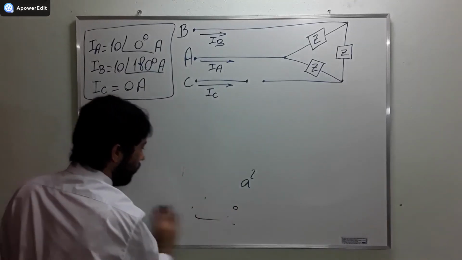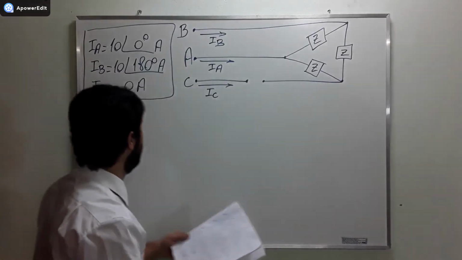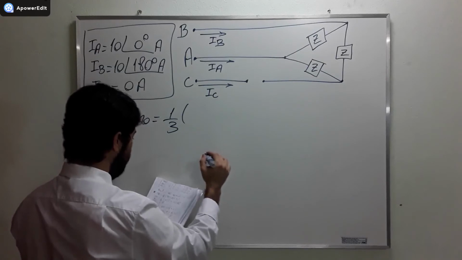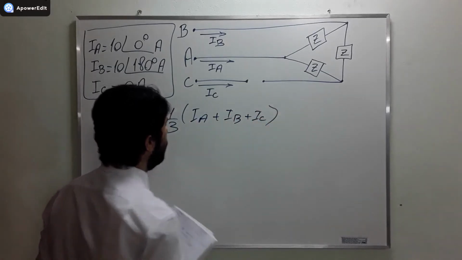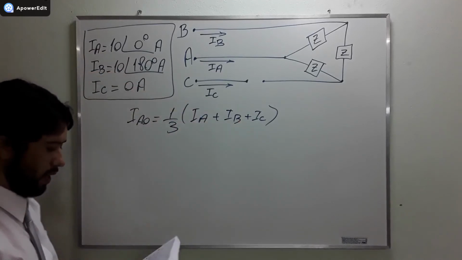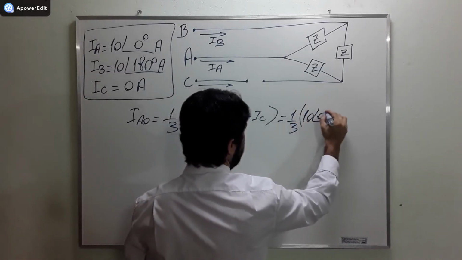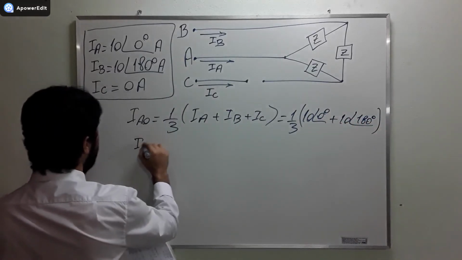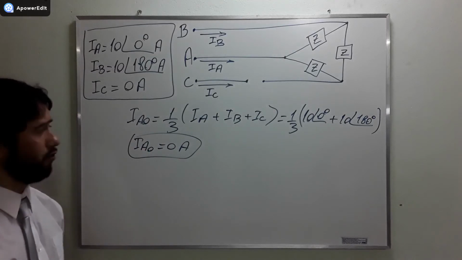Now the first symmetrical component that I want to find is IA0. IA0 is going to be equal to a third of IA plus IB plus IC. Okay? We simply put it here and here. And then we find that it is 1/3 of 10 phase 0 degrees plus 10 phase 180 degrees. And then we find that IA0 is equal to 0 amperes. Okay? Very easy, isn't it?